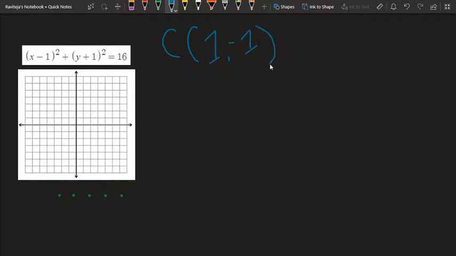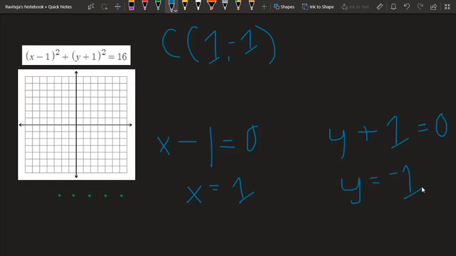And once again, to make sure that it makes sense to you guys, all we want to do is set these two terms, x minus 1 and y plus 1, equal to 0. So if we set x minus 1 equal to 0, we get x equals +1. And if we do the same thing for the y, we get y plus 1 equals 0, and then we get y equals -1. So now that we have x equals 1 and y equals -1, we now know that our center point for our circle in this problem is 1, -1.